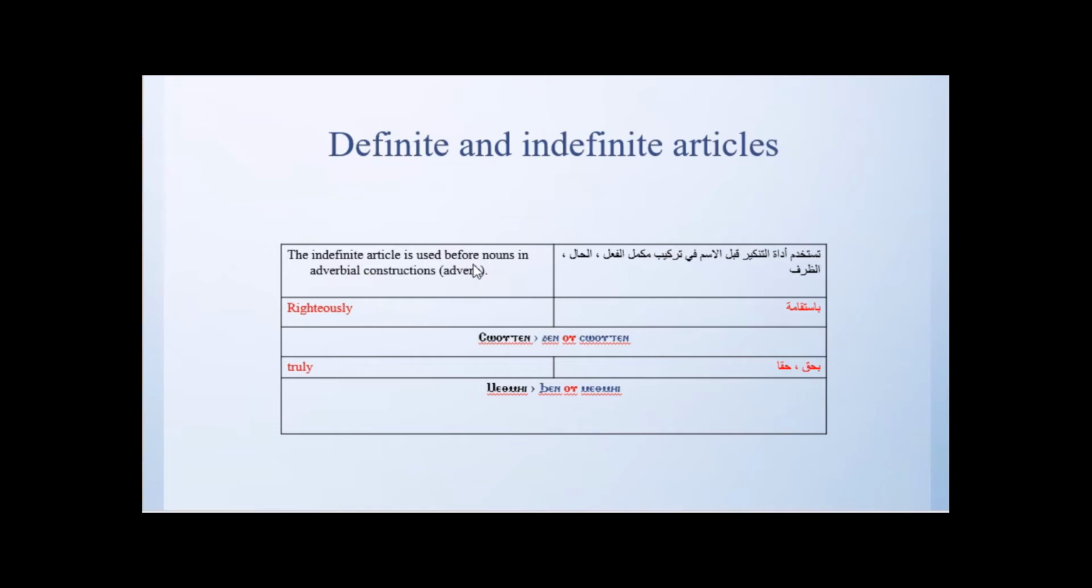The indefinite article is used before nouns in adverbial constructions. For example, we want to say righteously. Sometimes the Coptic language doesn't have an adverb by itself, so how do we create the adverb? We say khen, which is a preposition meaning in or with, and then we add ou, and then we add the noun after it. Khen ou metmi means righteously. We want to say truly. We add khen plus ou plus metmi.